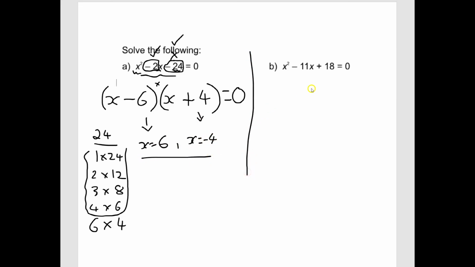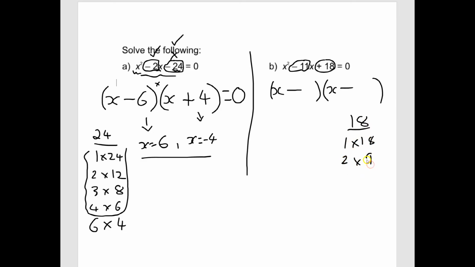Then for B, I need to have a pair of numbers that multiply to give plus 18 and combine additively, so that basically means add or take away to give minus 11. Because I have a plus 18 and a minus 11, I need to have two minuses because a minus times a minus is a plus. So I'm going to consider the factors of 18: 1 times 18, 2 times 9, 3 times 6, and, well, that's it.